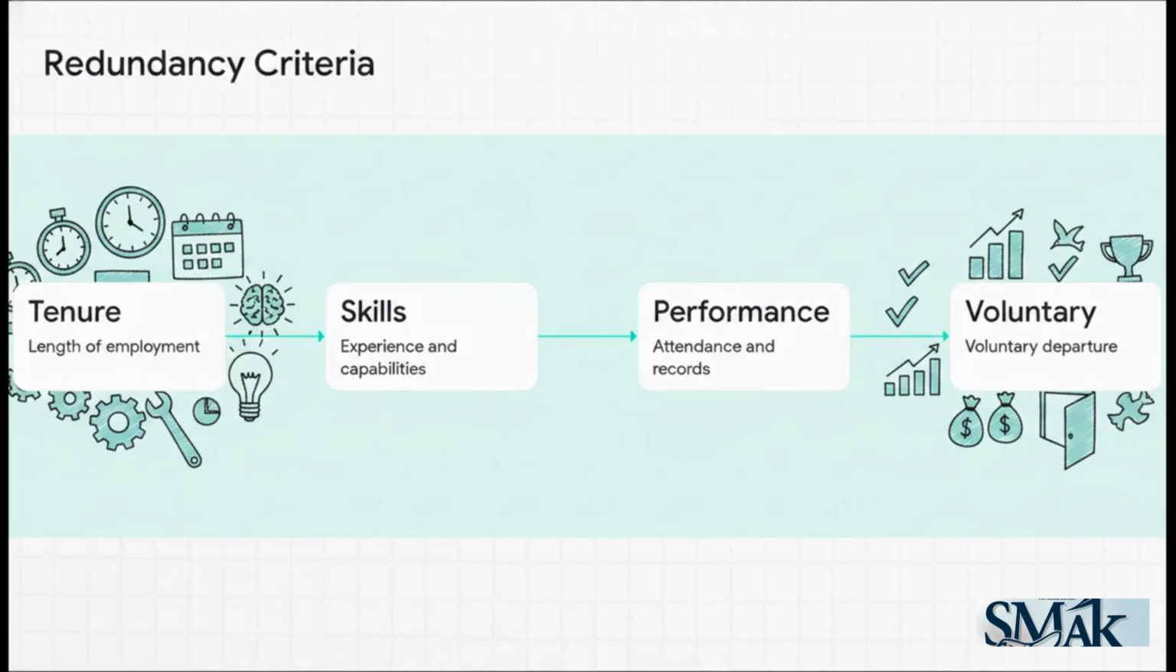But how do managers actually decide who stays and who goes when they're forced to downsize a whole department? Well, there's a step-by-step logic they follow. First, they look at the length of employment. They generally want to keep their most loyal staff. Then they look at skills and experience, making sure to retain the folks crucial for the company's future success. They'll also check attendance and performance records. And finally, they might just ask for voluntary redundancy, basically letting go of employees who are actively willing to take that compensation payout and leave entirely on their own terms.